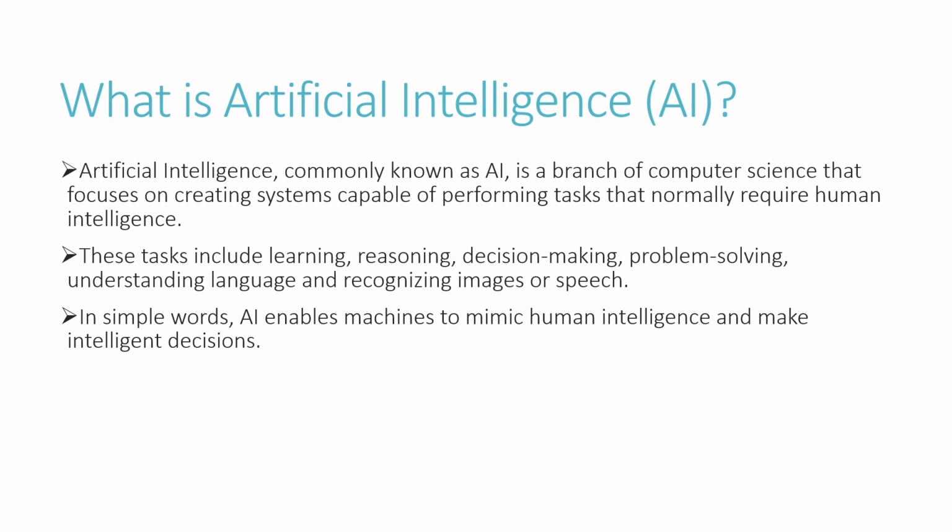Artificial intelligence, commonly known as AI, is a branch of computer science that focuses on creating systems capable of performing tasks that normally require human intelligence. These tasks include learning, reasoning, decision making, problem solving, understanding language, and recognizing images or speech. In simple words, AI enables machines to mimic human intelligence and make intelligent decisions.